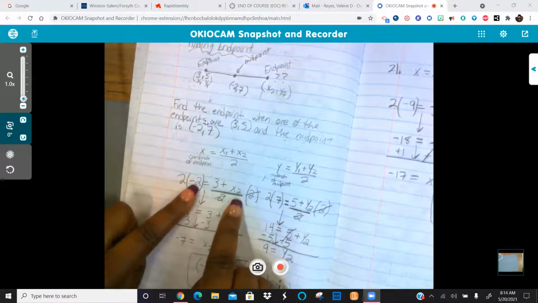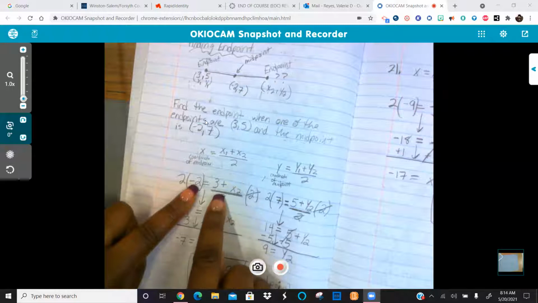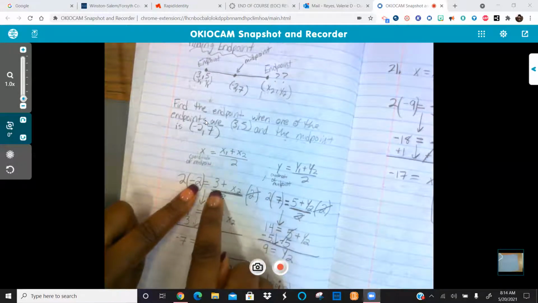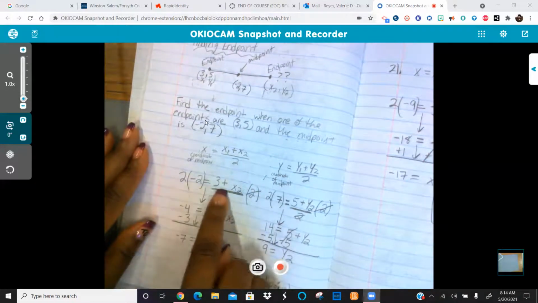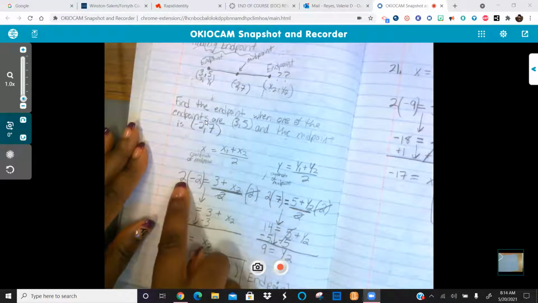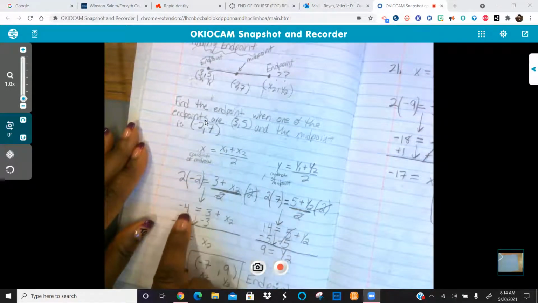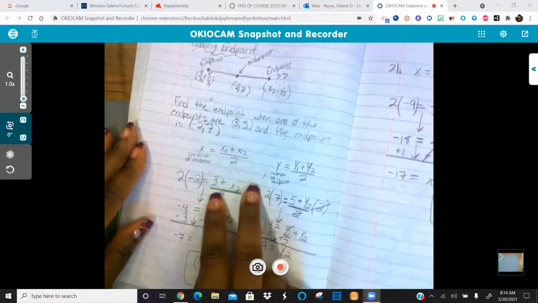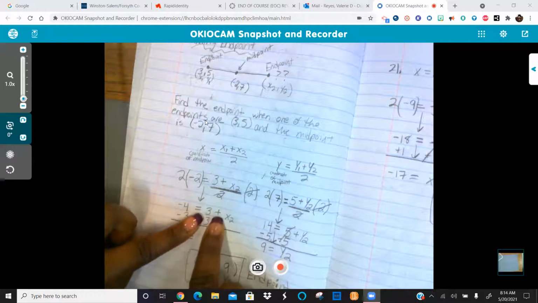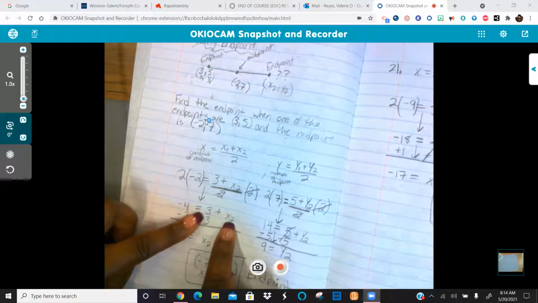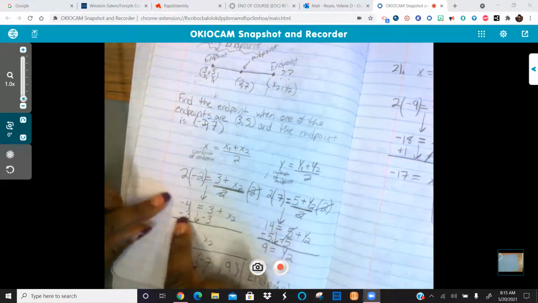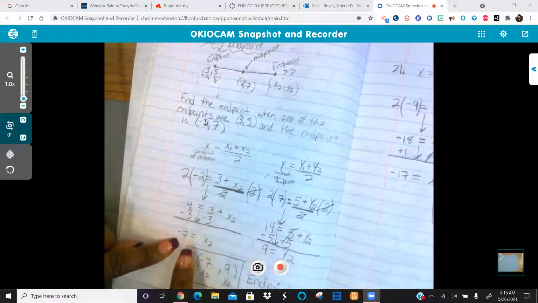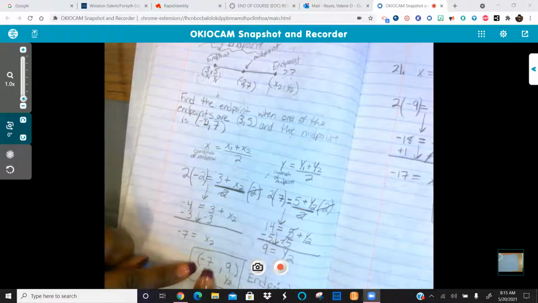Now, in order to get this by itself, I have to move this 2 on the bottom. So the opposite of dividing by 2 is to multiply both sides by 2. So that's what I did. When I multiply this side by 2, I get -4. When I multiply this side by 2, this cancels out, and I'm left with just this 3 plus x2. So to get x2 by itself, so I can figure out what that endpoint is, I'm going to subtract 3 on both sides. So that gives me -7 for my x value for my endpoint.